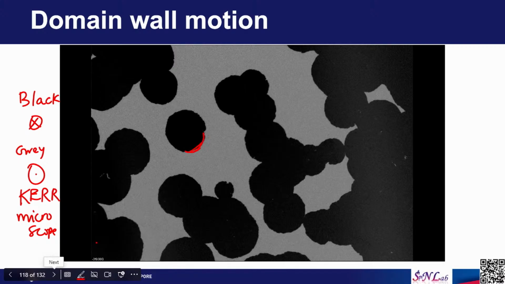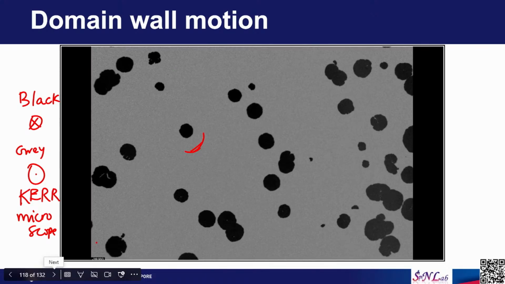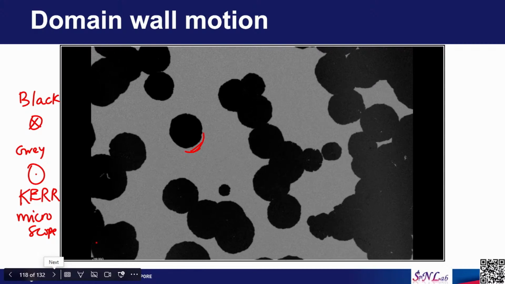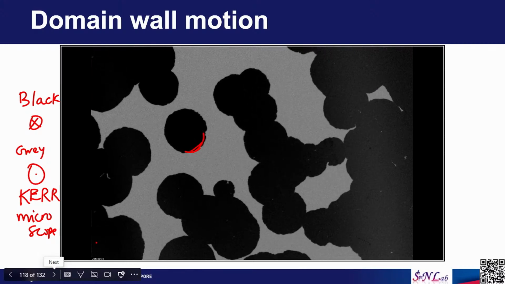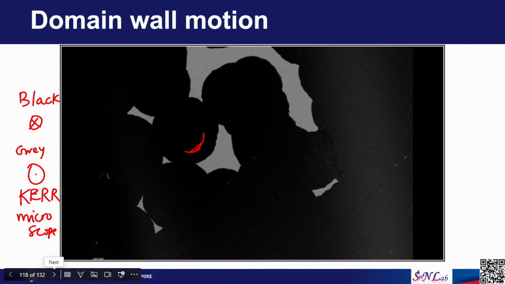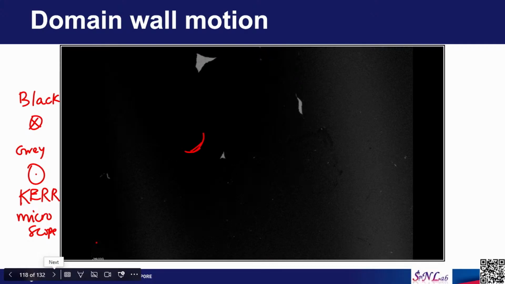Okay, at this point of time, this is the domain wall. You can see the domain wall expand, and at this point of time the domain wall is here, and you can see the domain wall moves, right. So, this is the domain wall motion reversal mechanism.